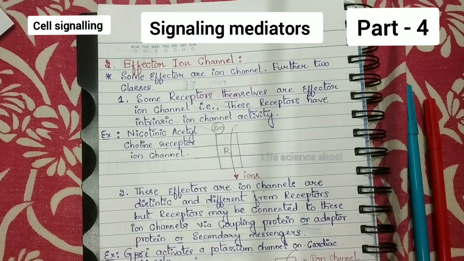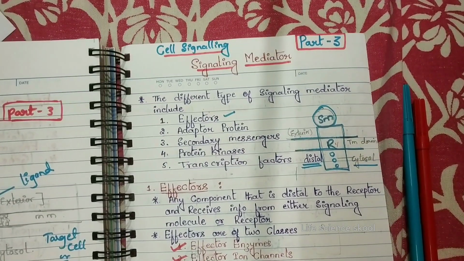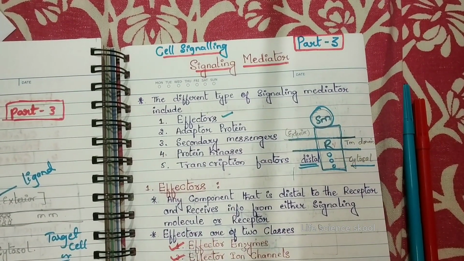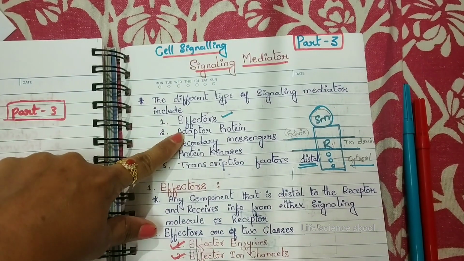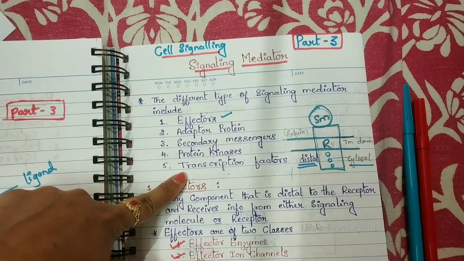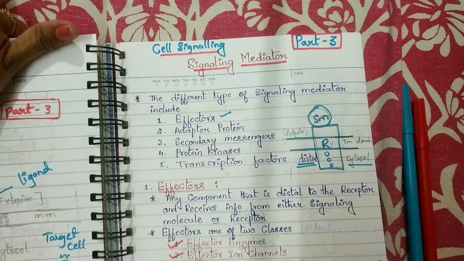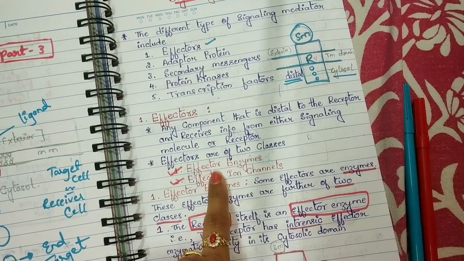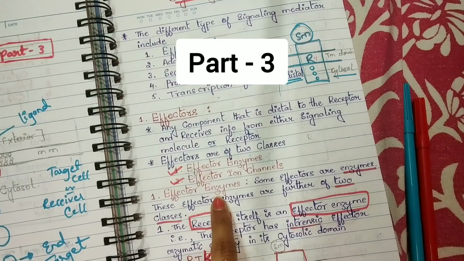In the previous video we started with the signaling mediators. We studied signaling mediators. In that we have 5 signaling mediators: effectors, adaptor proteins, secondary messengers, protein kinases and transcription factors. And we have started with effectors. In effectors again we get two types: effector enzymes and effector ion channels. Effector enzymes we studied in the part 3 video.